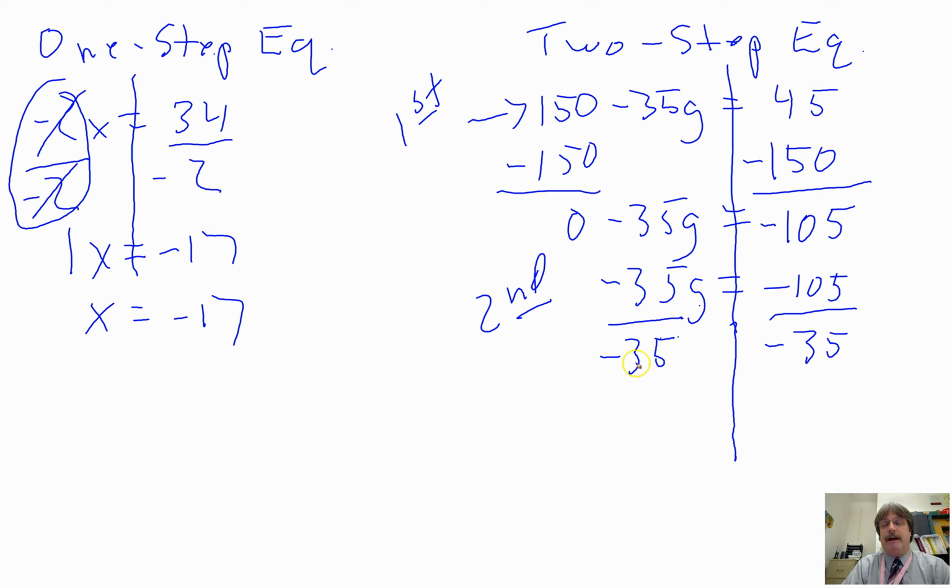So negative 35 divided by negative 35 is 1. So I'm left with g. Negative 105 divided by negative 35 is equal to 3. And a negative divided by a negative, I'm left with a positive. So g is going to equal 3. And if you remember, this came from the Your Turn in question 4 on page 187.